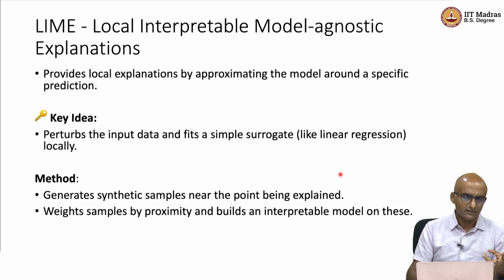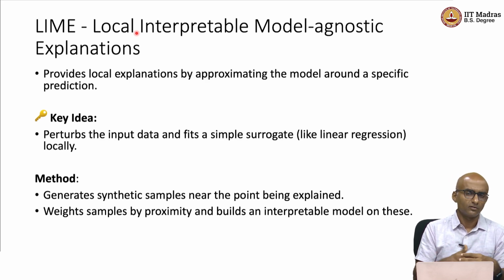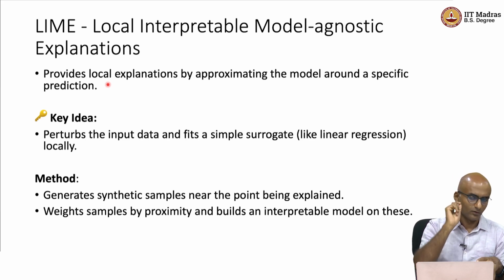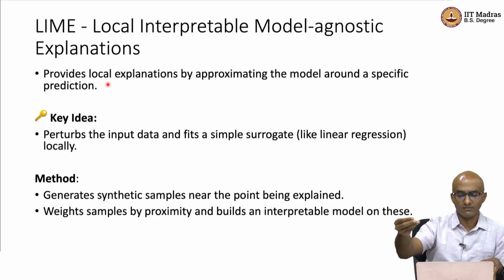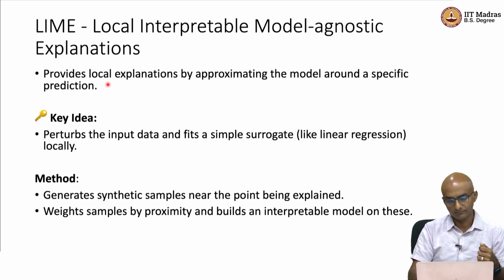LIME is another technique. This stands for local interpretable model agnostic explanations. Again, it's intended for use in scenarios where the model is a black box. So this provides local explanations by approximating a linear regression model around a very specific prediction. So it perturbs the input data around that particular sample and arrives at a specific surrogate model, which can be used for understanding what the relative coefficients of these variables are.